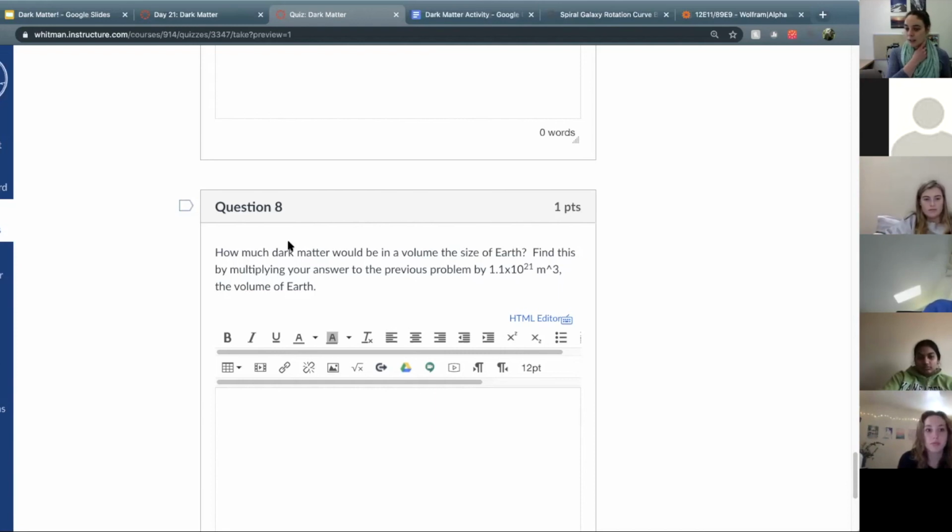So we think dark matter is pretty evenly distributed throughout our galaxy. So the idea is we can figure out the density of dark matter and then figure out how much would be in the volume of Earth to see exactly what that number should be.